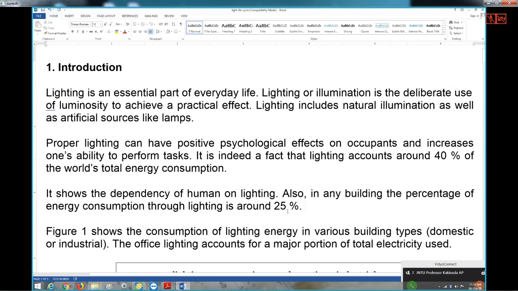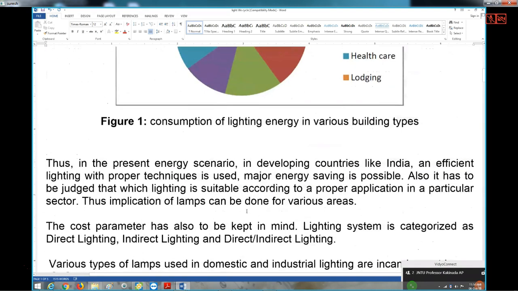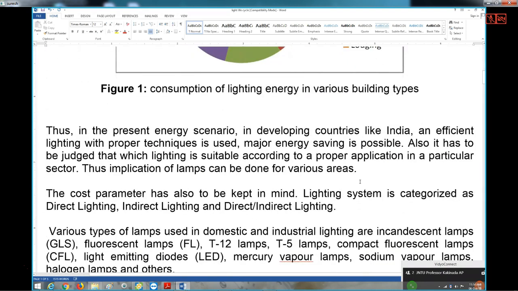If there is a room with dim lighting, we are definitely going to feel some irritation. And if there is too much illumination within a room, the human eye is going to have some inconvenience doing work. All these things psychologically affect the mindset of a human being. So definitely we have to maintain proper illumination within the workspace. Now coming back to this particular issue, the present scenario shows that when efficient lighting with proper techniques is used, major energy saving is possible.